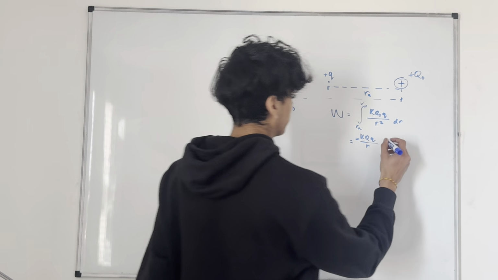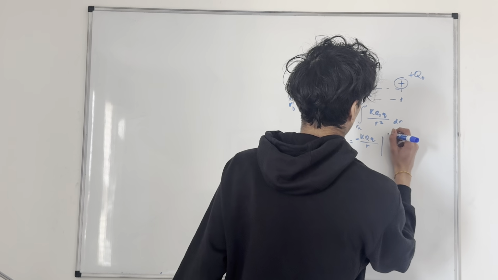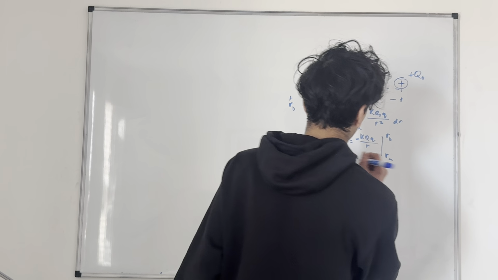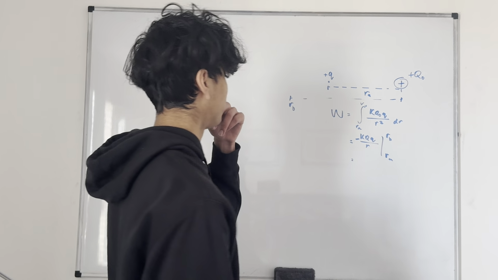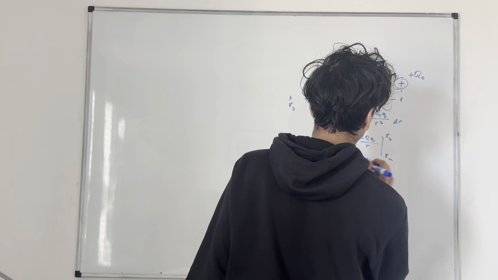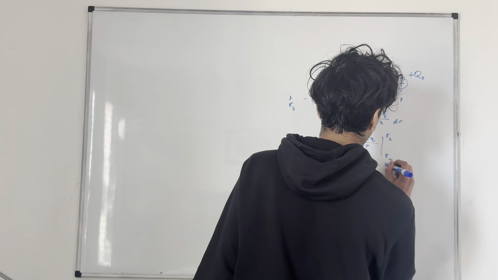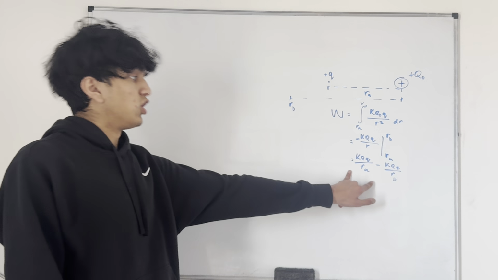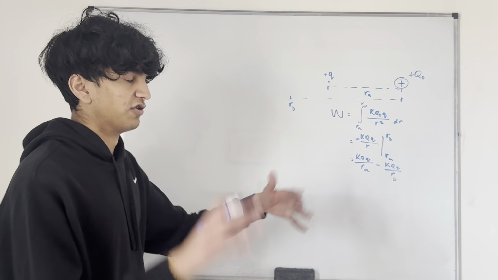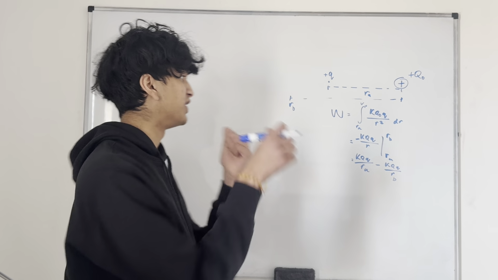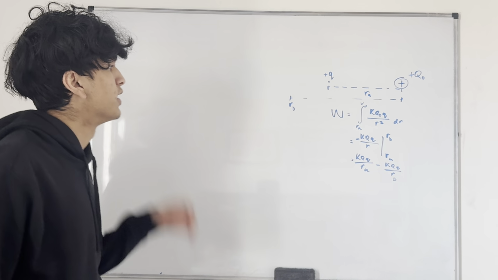And then we would do our bounds, RB to RA. That would just result in us having KQq over RA minus KQq over RB. Because RA is a smaller distance, this fraction will be bigger. There's positive work being done on this electron.